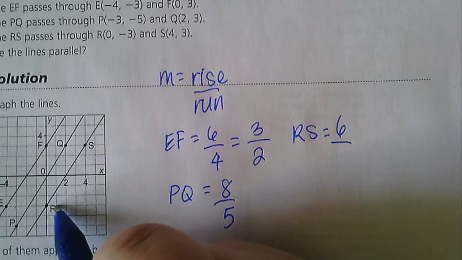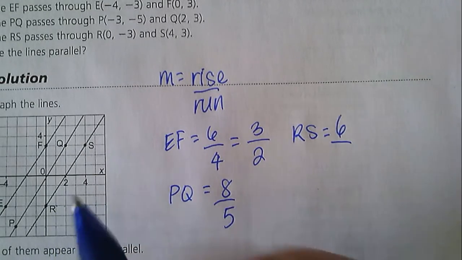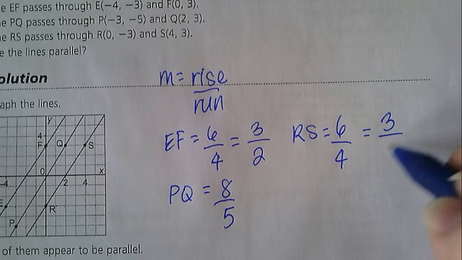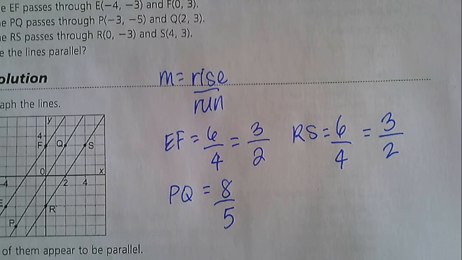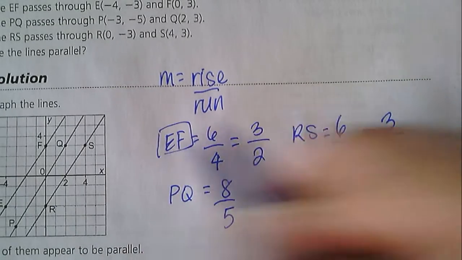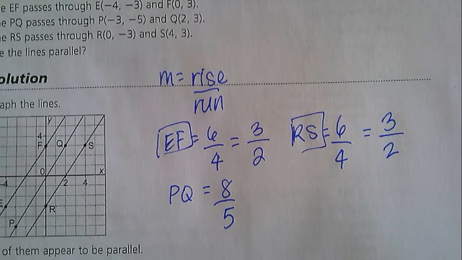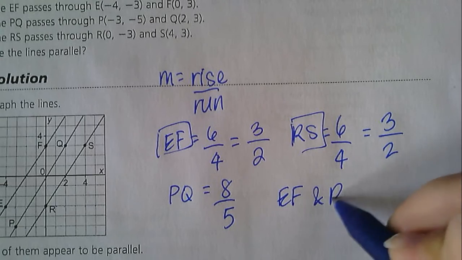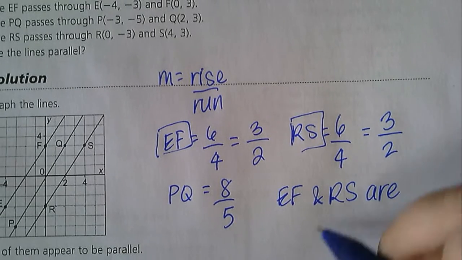Our run is 1, 2, 3, 4, 4. So we end up with 3 over 2 in lowest terms. So if we take a look at the slopes of all of them, there are two that have the same slope, EF and RS. So we can say that line EF and line RS are parallel.